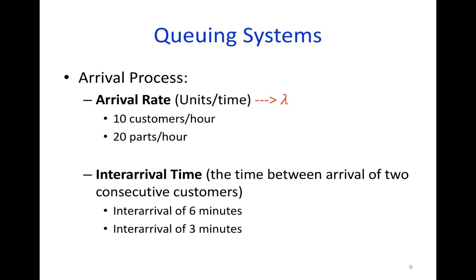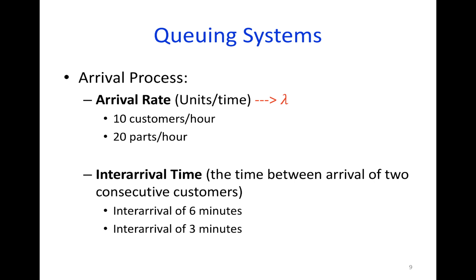If we get 20 parts per hour in a manufacturing process, given the fact that we have 60 minutes per hour, that means that there are 3 minutes between arrival of two consecutive parts in this manufacturing process. So the interarrival time is 3 minutes. Okay, so as you can see, if you have arrival rate, you can calculate interarrival time. And similarly, if I give you interarrival time, you can calculate arrival rate as well. So you can use them interchangeably.